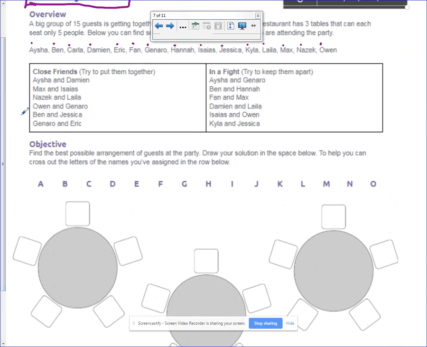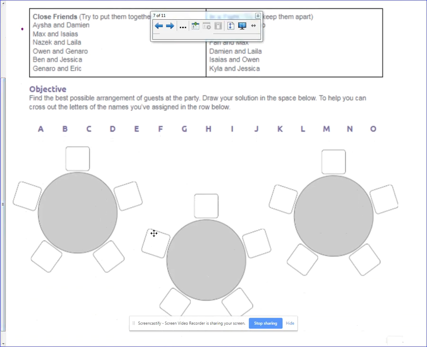Now, here's your challenge. You've got some people that are close friends. For example, Aisha and Damien are good friends. So your goal is to try to put them together at the same table. However, we have some people that are not getting along. Hard to imagine, right? Aisha and Gennaro aren't getting along. So you've got to make sure that Aisha and Gennaro, first of all, are not at the same table. And then let's not put Aisha here and Gennaro here because that's a little too close. We want to try to keep them apart far enough so that we're avoiding any possible conflict.